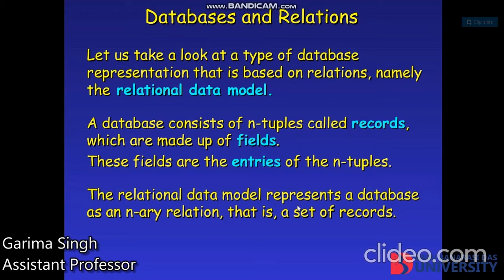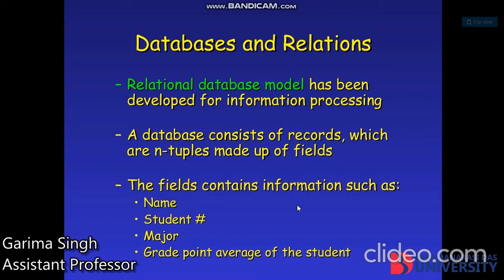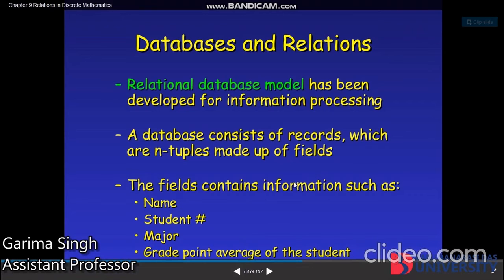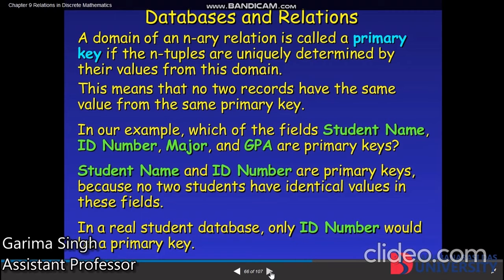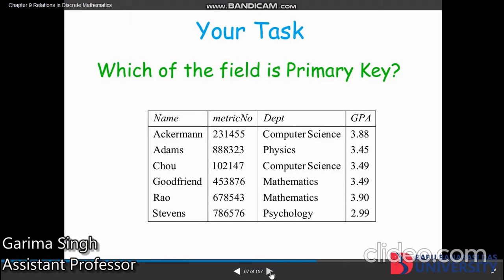Databases and relations. Let us take a look at the types of databases, the relational data model. The relational database model has been developed for information processing. The database consists of records which are n-tuples made of fields. These are the major fields. So, this is an example of a relation. Consider this. This is your task: you have to find out the primary key.